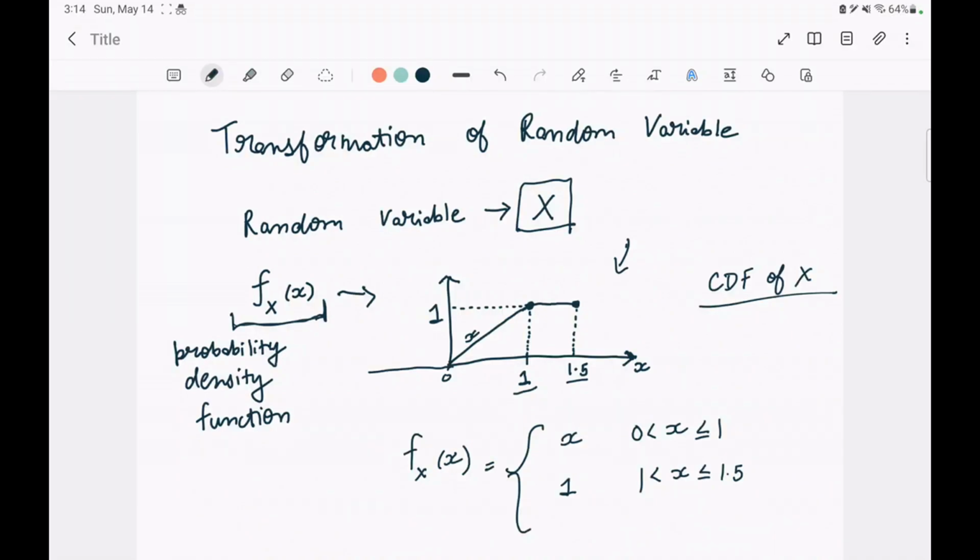Hello everyone, welcome to another video on the transformation of random variables. In the previous video we had taken a very simple example of transforming a random variable. Now let's increase the level of difficulty a bit.